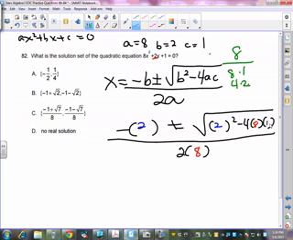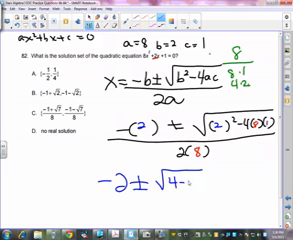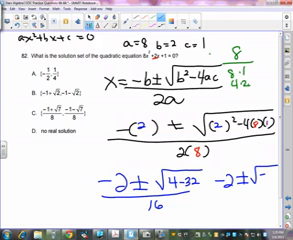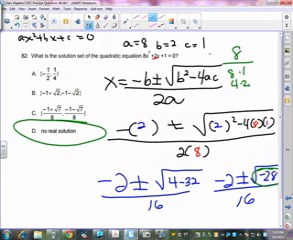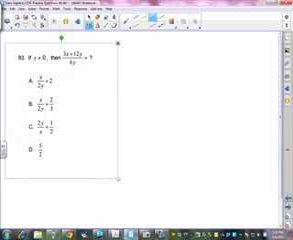All right. And when we do this now, this is going to give us negative 2 plus or minus the square root of 4 minus 32 over 16, which is negative 2 plus or minus the square root of negative 28 over 16. We know that in the real numbers, we cannot take the square root of a negative number. So since we can't do that, we automatically know that D has to be the answer. Cannot take the square root of a negative number.